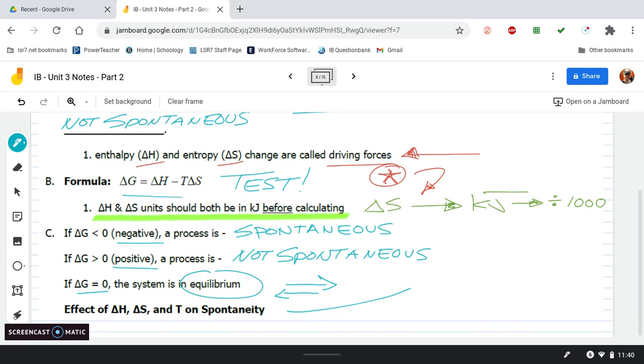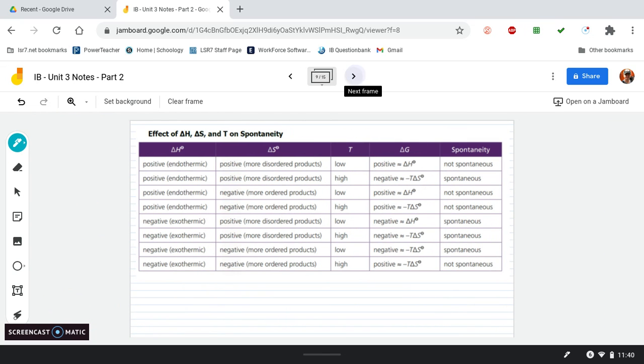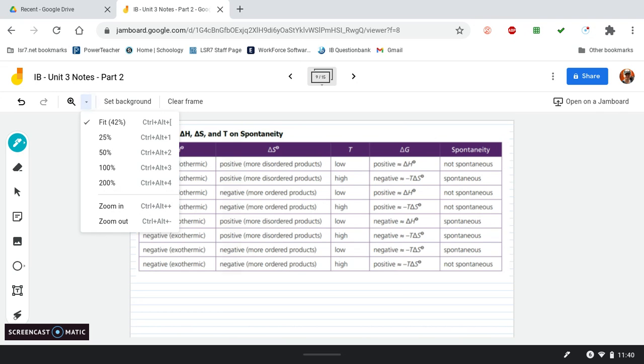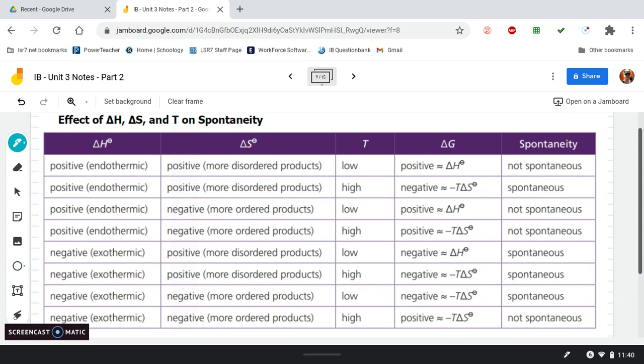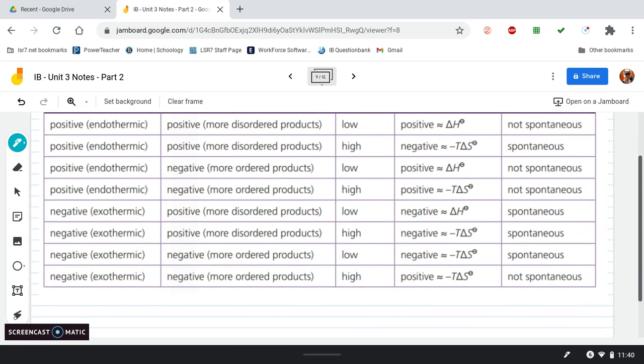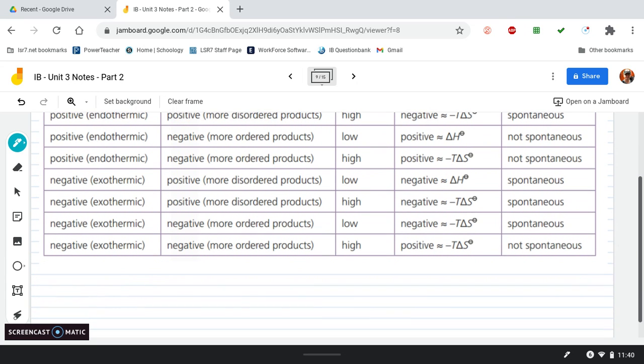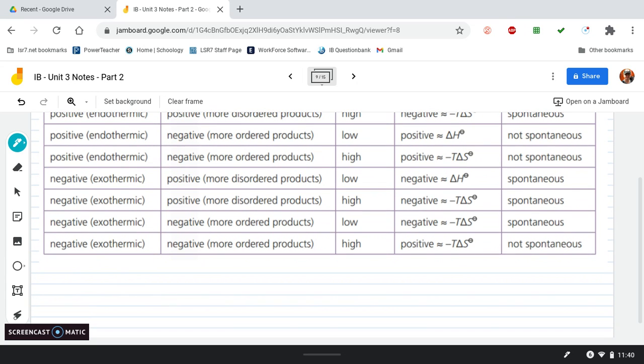So now we're going to look at how these variables affect spontaneity. Okay, so how do they affect spontaneity? Here's a chart, but you don't want to memorize the chart. I want you to understand that you can figure a few of these things out mathematically. And so here are the things that are good for spontaneity.